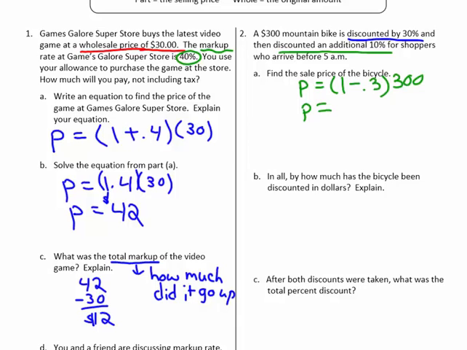So my first selling price after the discount, 0.7 times 300, is $210. Now I'm going to do my additional 10% off from there.